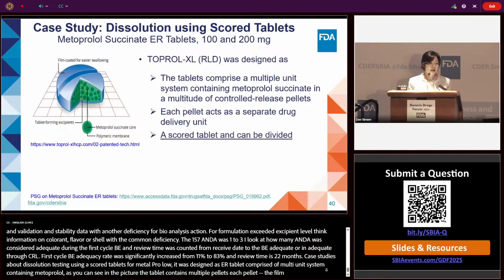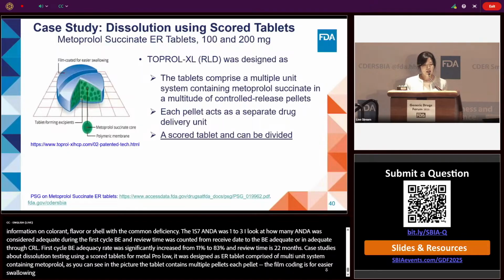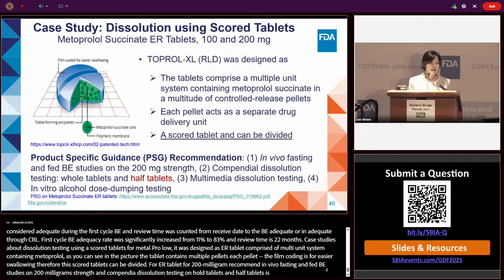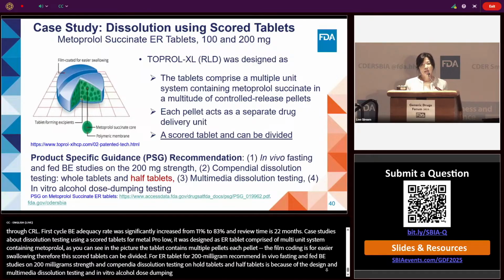Therefore, this RLD is a score tablet and can be divided per RLD labeling. So for metoprolol succinate ER tablet for 100 and 200 milligram, PSG recommends in vivo fasting and fed study on 200 milligram strength. And additionally, compendial dissolution testing on whole tablet and half tablet is recommended. This is because of RLD, the formulation design, and multimedia dissolution testing and in vitro alcohol dose dumping test recommended in accordance with general guidance. And 100 milligram strength can be waived based on criteria set forth.